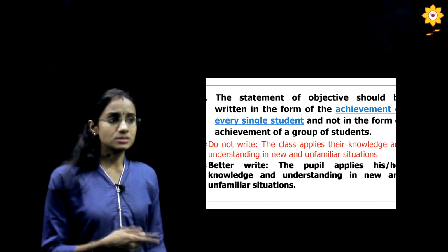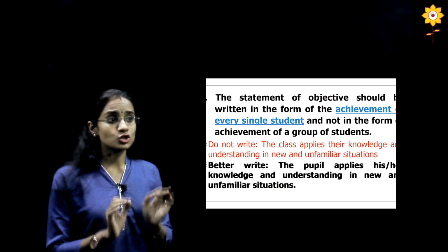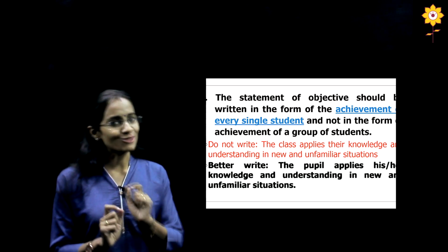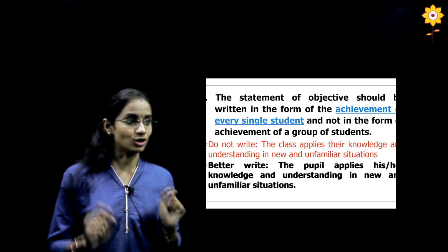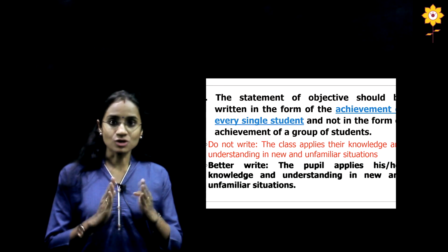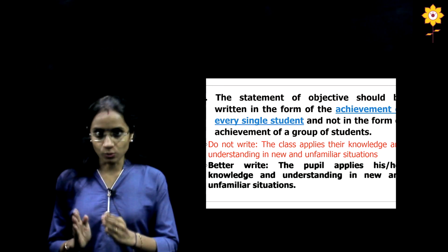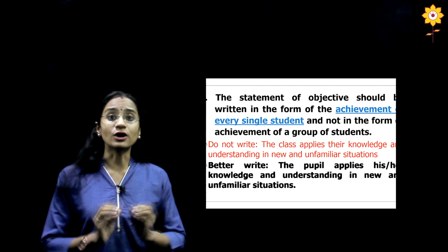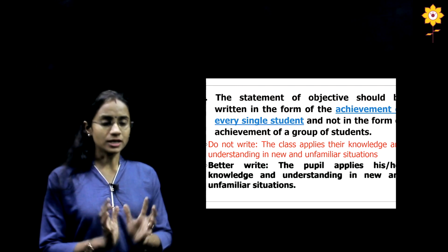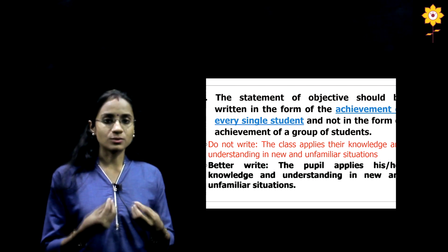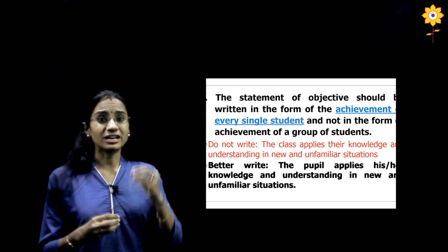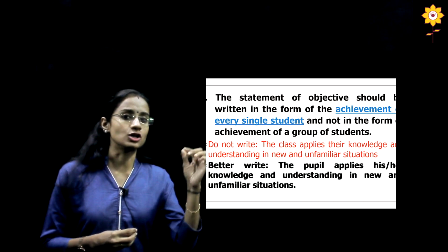Now, the next one is the statement of the objective should be written in the form of achievement of every single student in your class. So, your objective is not framed for one or a group or for few students. It is for your entire class, right? It should actually be for every single student in your class.